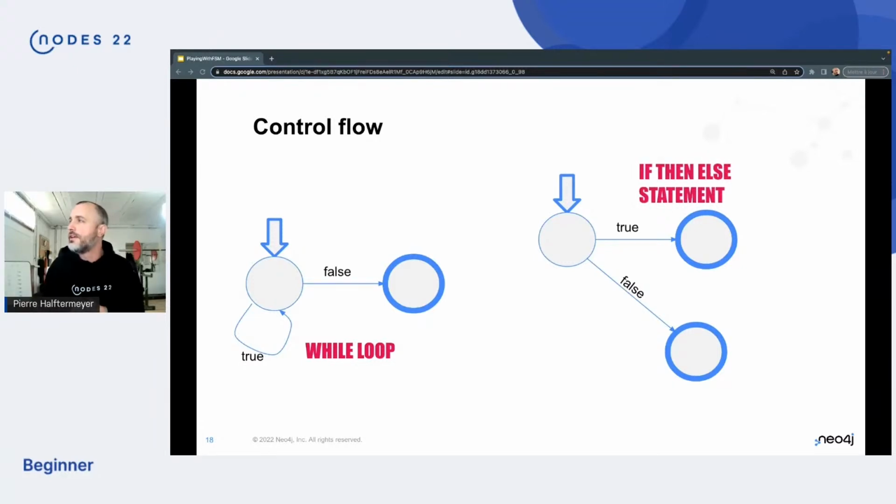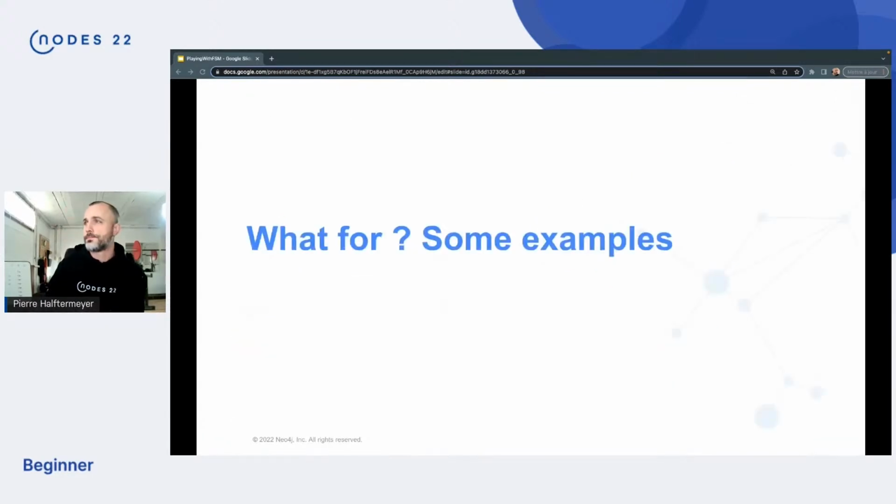And this is an if then else statement. I have a Boolean value. If it's true, I go to some terminal node. If it's false, I go to some other terminal node. So there is a mapping between automata and control flow structures, and we can build more complex control flow structures with automata than we can do with normal code.